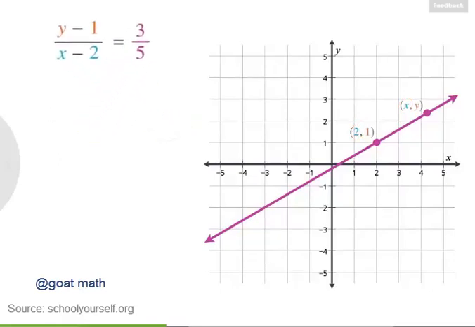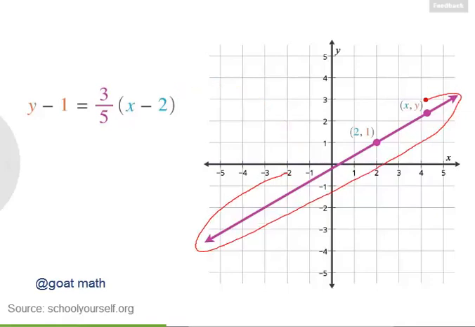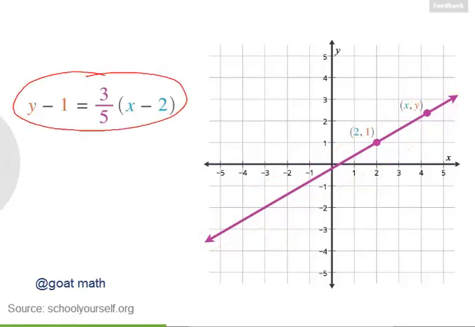Now let's take this equation and multiply both sides by x minus 2. So on the left side, the x minus 2 terms cancel out. That leaves us with y minus 1 on the left, and that equals 3/5 times x minus 2. And it turns out this is a correct equation for the line. For a point to be on this line, its x and y coordinates must satisfy this equation.